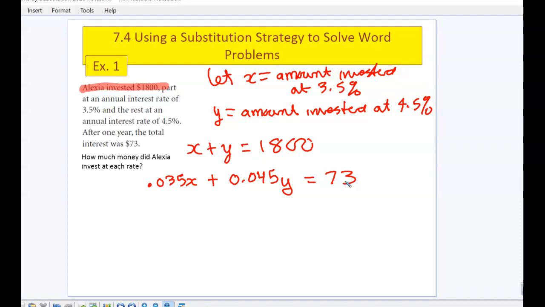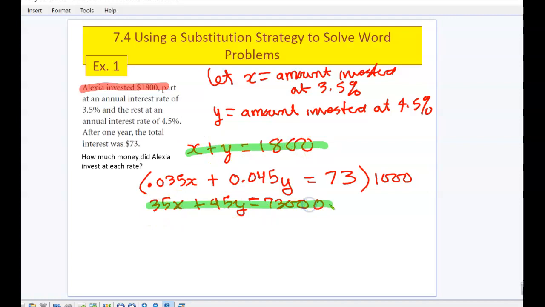So now, to get rid of my decimals here, I'm going to times this all by 1,000. So I get 35X plus 45Y is going to equal 73,000. So there's my second equation. So I'm going to be working with this equation and this equation.